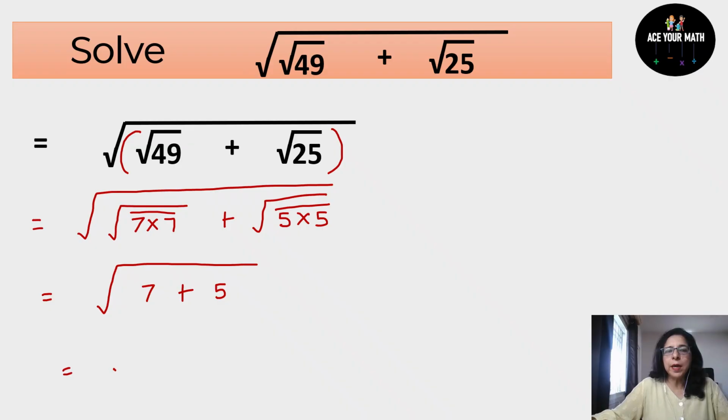Now, when you add 7 and 5, it is 12. Okay, now we will solve 12 by prime factorization method. See, 12 can be written as 4 multiplied by 3.